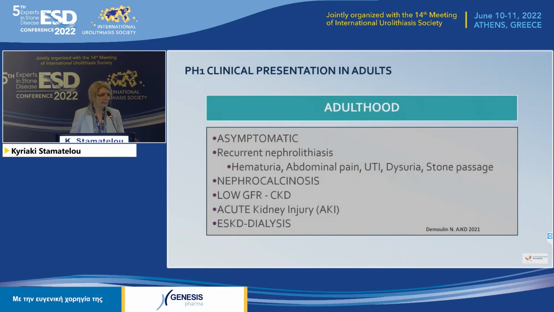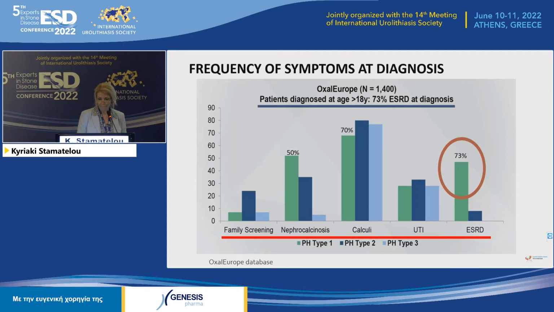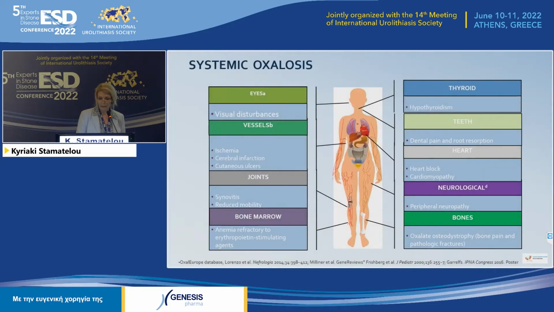So when we're looking at an adult, we're always looking for a patient who has recurrent nephrolithiasis, nephrocalcinosis, CKD with a low GFR, or acute kidney injury. Some patients present with acute kidney injury, or it could be a patient who's already on dialysis with end-stage kidney disease. But this is how frequently the symptoms present. The green bars are primary hyperoxaluria type 1. So it's mainly calculi, mainly nephrocalcinosis, mainly end-stage renal disease for hyperoxaluria type 1.